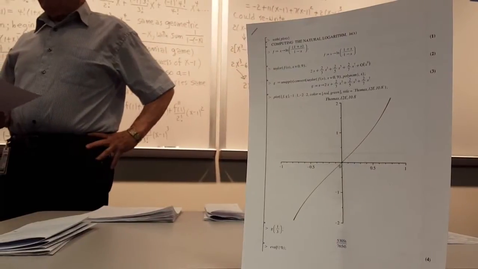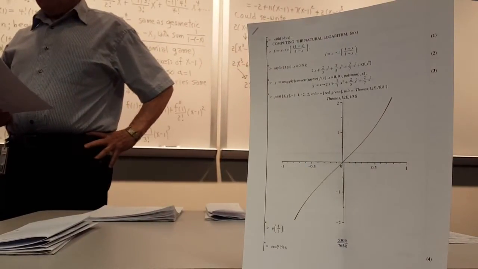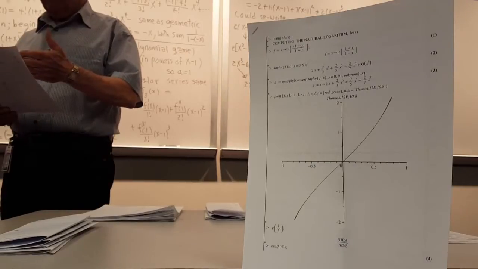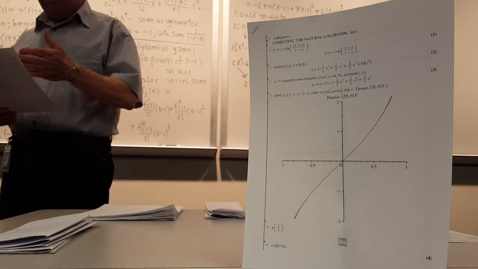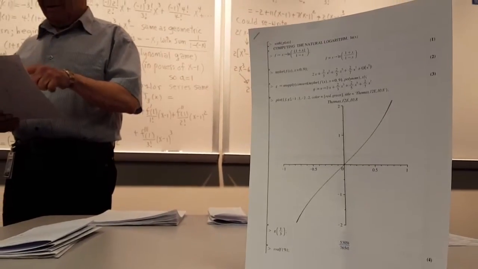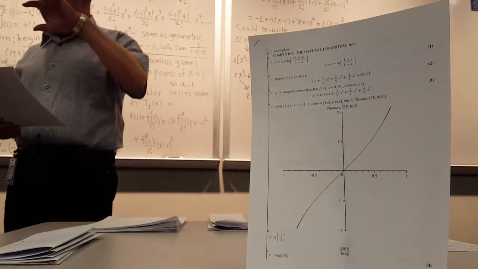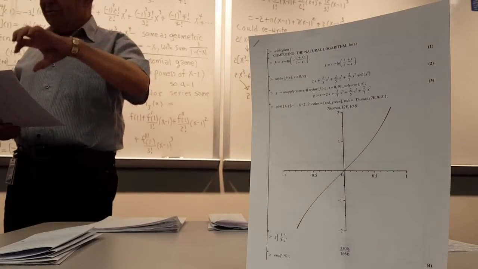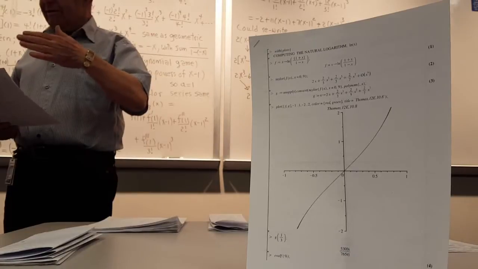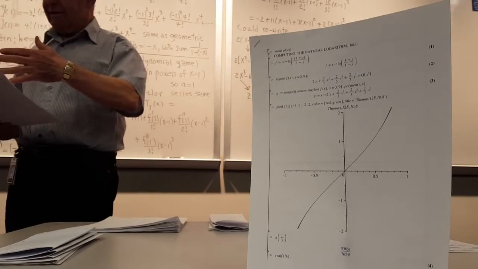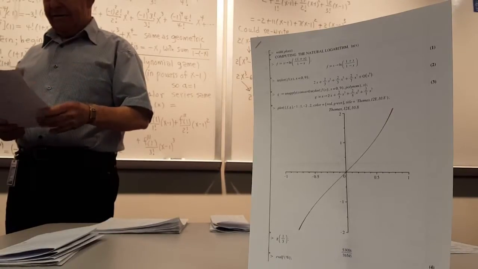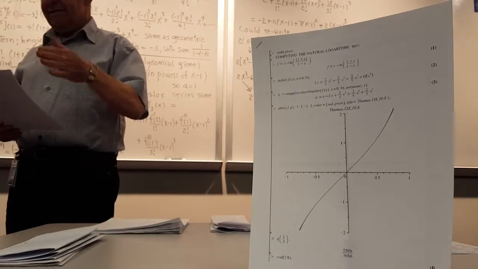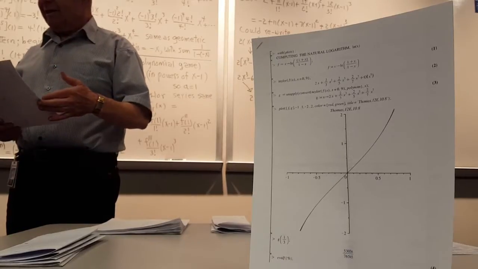There are two commands you can use. If you've defined the function like this, you can say Taylor and then your f of x that you have defined, then the x equals 0 is telling you that it's powers of x. If you wanted it in powers of x minus 1, then you'd say x equal 1 there. And then the 9 is how many terms altogether.